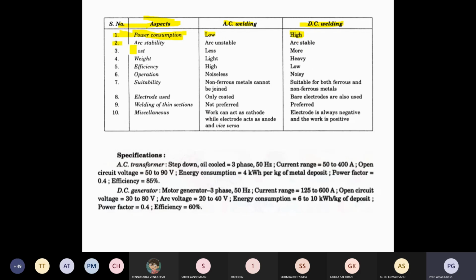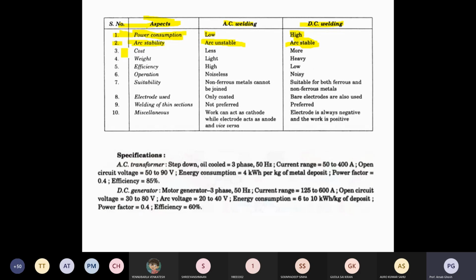Point number two is the stability of the arc. In case of AC welding, the arc is unstable. That's the disadvantage. Why is it unstable? AC has positive as well as negative half cycles, so the arc nature is also alternating in nature. That's why it is an unstable arc. But in case of DC welding, it will be a stable arc. I think you can understand why it is the stable arc.